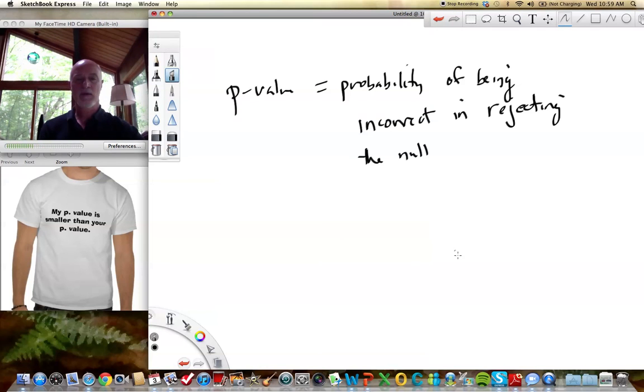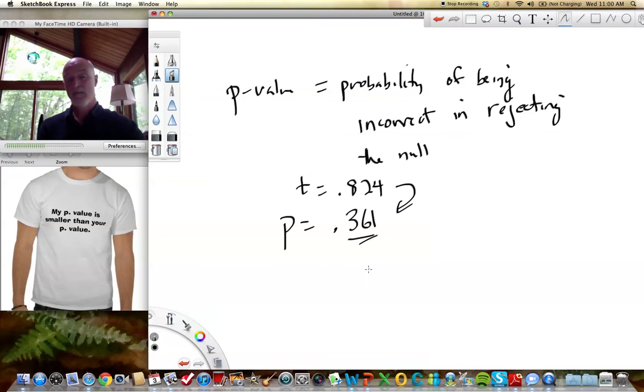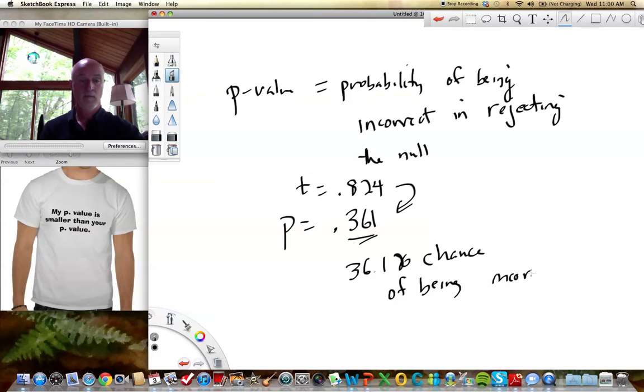And so, for example, if you get a pretty large p-value, let's say you get a p-value of 0.361 associated with some t value. Let's imagine the t, I'm just making these numbers up. Let's say t was 0.824, okay? And our associated p-value with that was 0.361. That would be a 36.1% chance of being incorrect if we rejected the null.